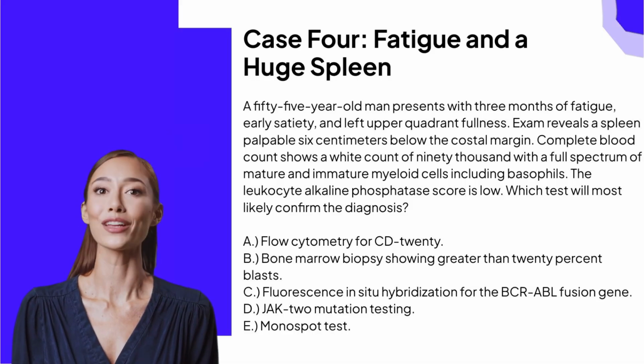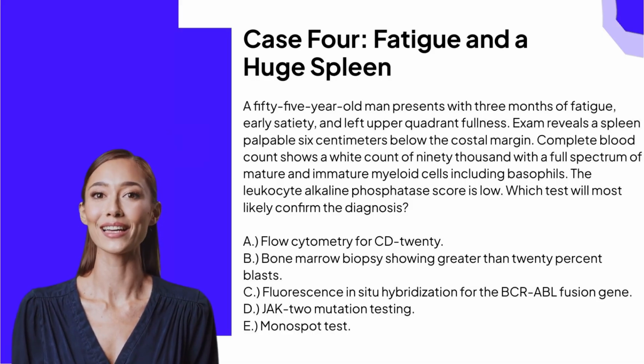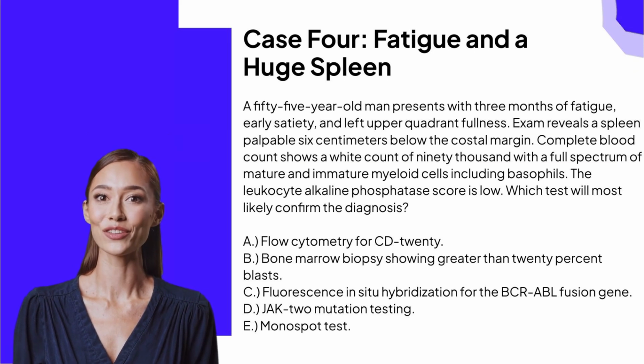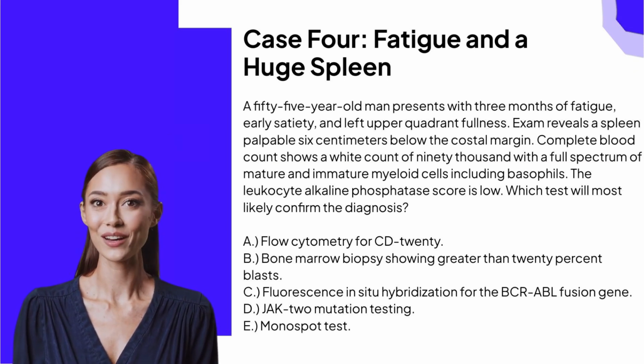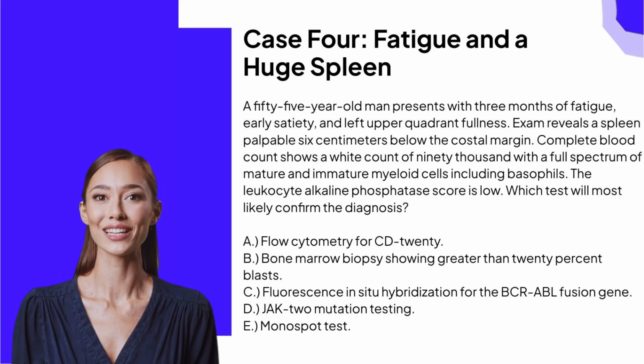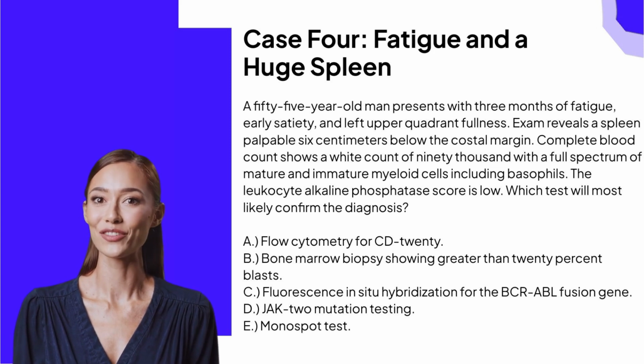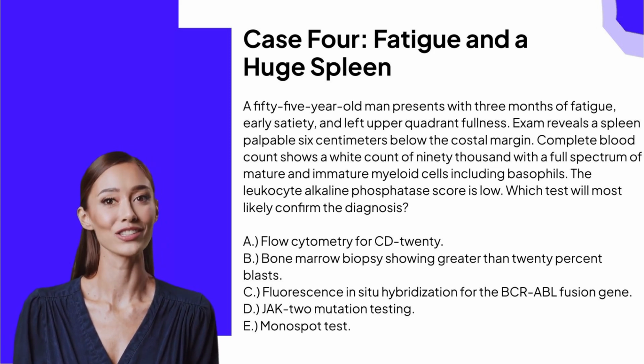Case 4. Middle-aged man, massive splenomegaly, white count of 90,000 with a full myeloid spectrum including basophils, and a low leukocyte alkaline phosphatase score. This is classic chronic myeloid leukemia. The question is, which test confirms the diagnosis? Pause and pick.